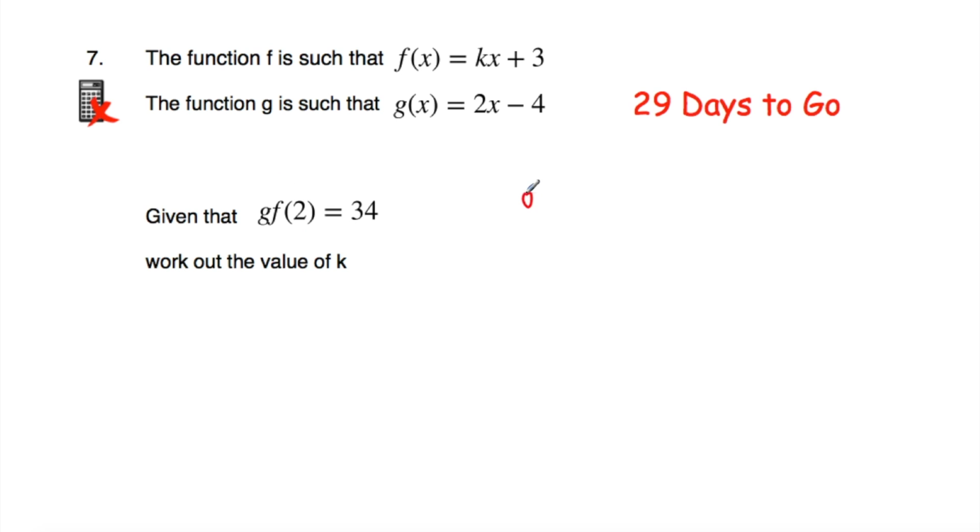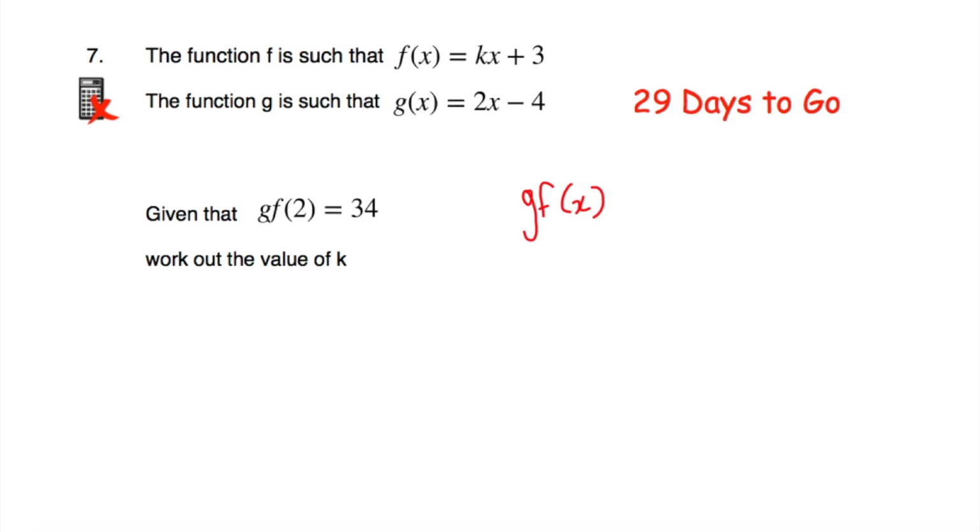So I probably would start off by finding g f of x to begin with. That means you're going to start with x, you're going to apply f of x, so that would give you k x plus 3. Then you're going to apply g of x, so you're going to substitute this into here, and then expand and simplify that, and then you'll find g f of x. And then once you know that, you can substitute 2 in and find g f of 2, and then what you get would be equal to 34. You can then solve that to find k. Okay, let's look at question number 8.